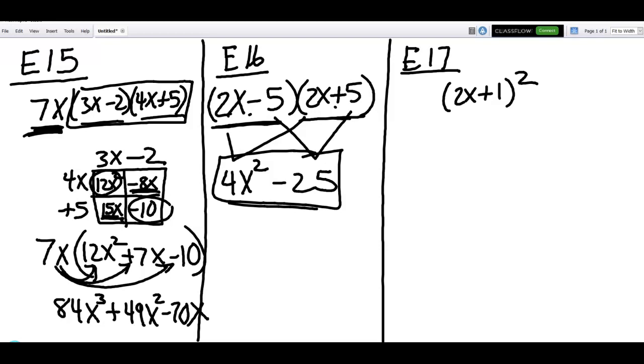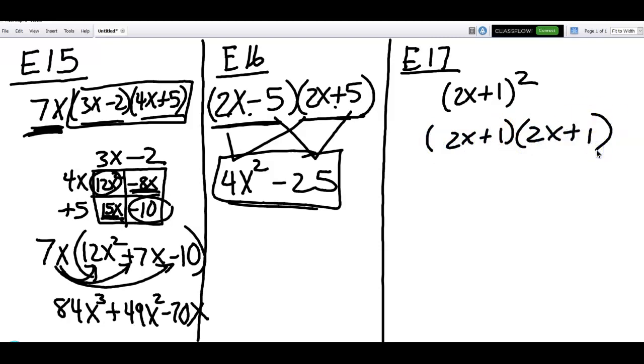Common mistake that I see with this one is people like to distribute this power in here, and they like to say, okay, it's 4x squared plus 1, and that's wrong. Okay? It's not how it works. What you do with this one is you have to understand that it's actually squaring the whole binomial, which means you're multiplying that binomial by itself, and that actually makes it a box problem.